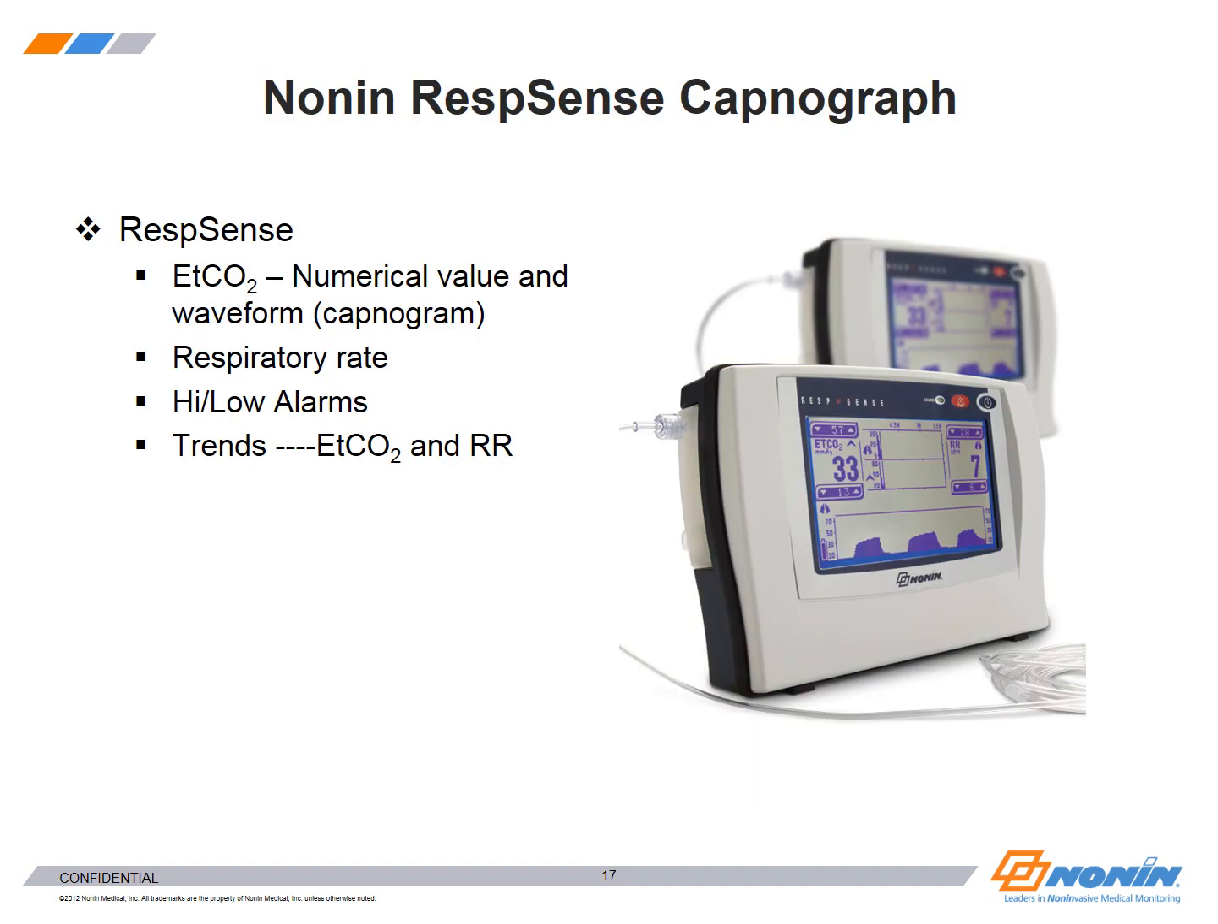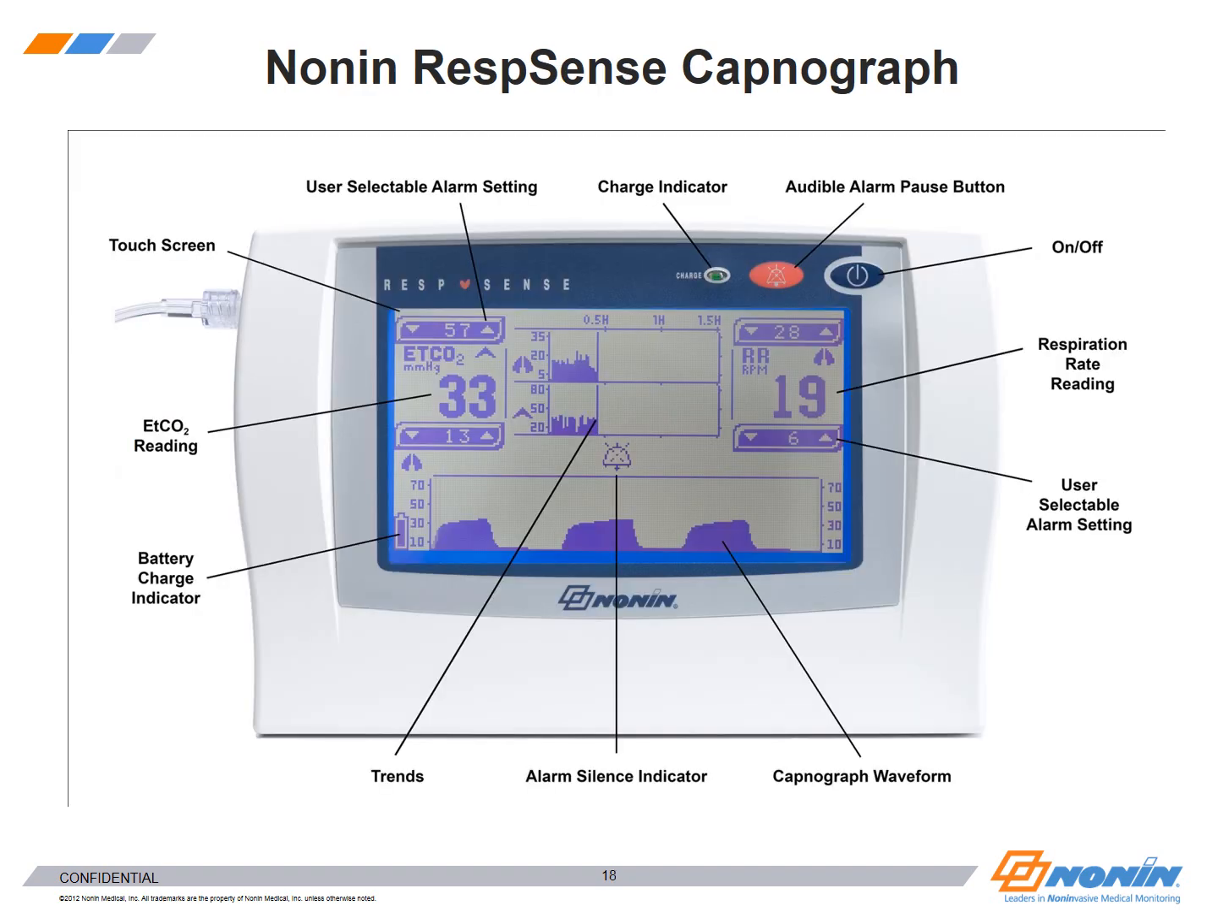So the RespSense end tidal CO2 has both numerical and waveform value reading, and it has a respiratory rate and a high-low alarm, and it trends end tidal and respiratory rate as well. Here's a nice little picture of it right here. There's a picture on this next slide. This is what the screen looks like. This is where your patient interface is.